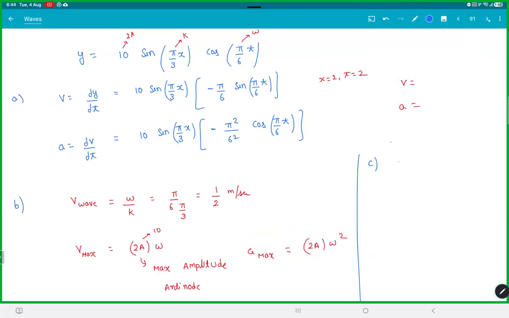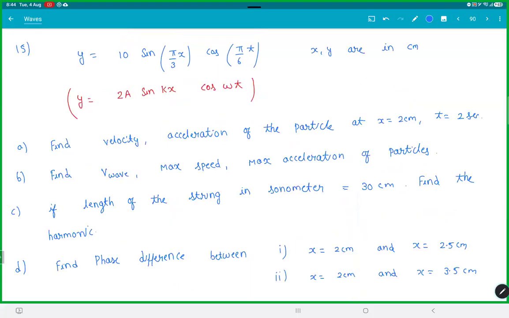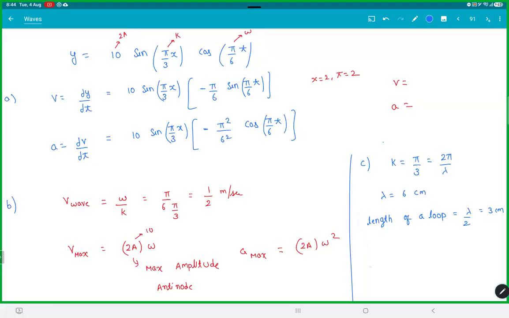What is the wavelength? k is equal to π by 3, which is equal to 2π by lambda. So we get lambda is equal to 6 meters. So what is the length of one loop? Length of a loop is lambda by 2, which is 3 centimeters. And how much was the length of the string? Length of the string was 30 centimeters. So if 3 centimeters is one loop, then the number of loops is 10. This is the 10th harmonic.